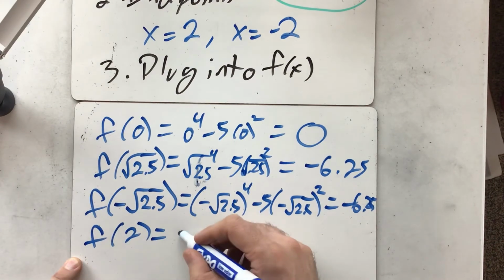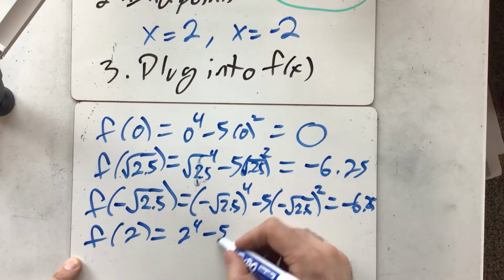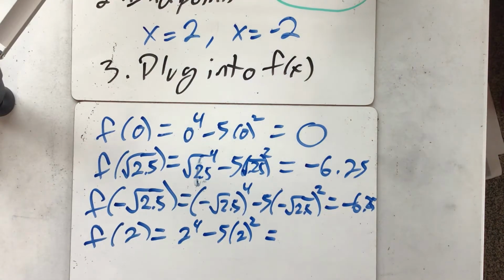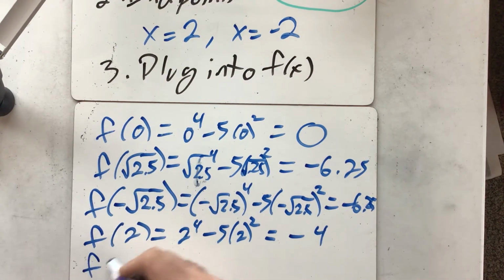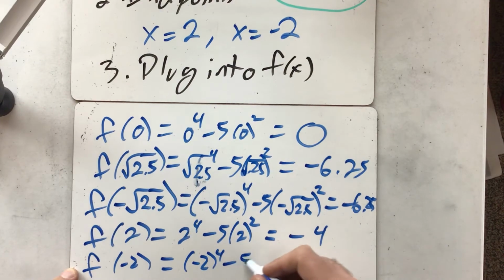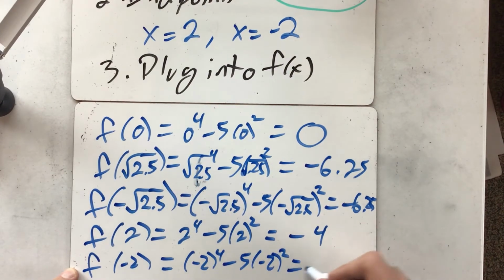And so f of 2 is 2 to the 4th minus 5 times 2 squared. And so what is that? 2, 4, 8, 16 minus 4 minus 20. So it looks like negative 4 is what I get for that answer, I think. Negative 4. And now when I do negative 2, I get the exact same thing. And I get negative 4.